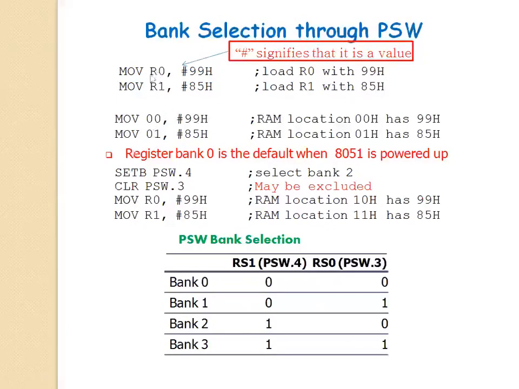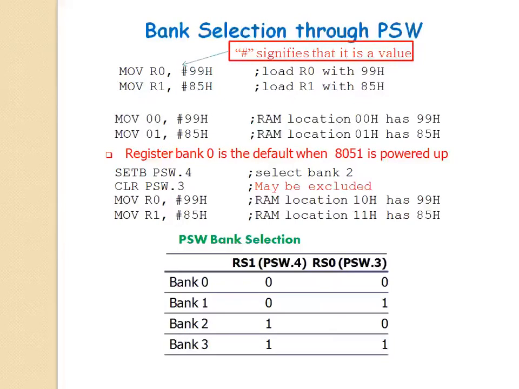Most users will prefer to write the name of the register, because it is convenient for writing the program. So you can write it in this way also, MOV 00. Similarly, MOV 01. So 00 and 01 here, these registers are actually coming from bank 0, because by default register bank 0 is selected, and registers R0 and R1 were coming from bank 0.